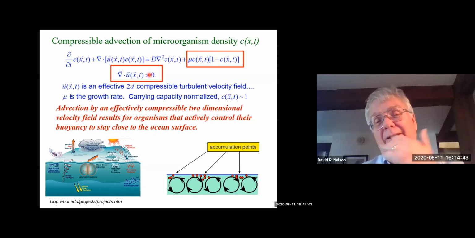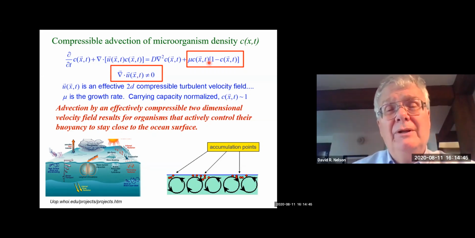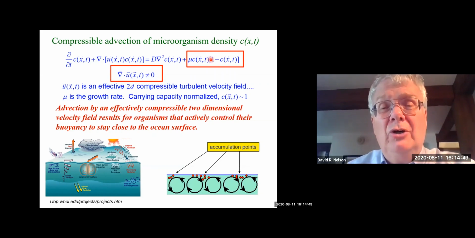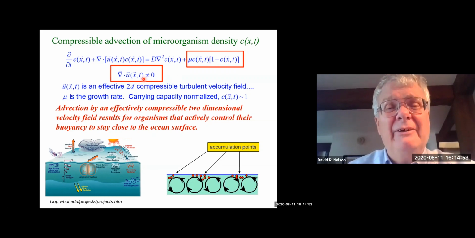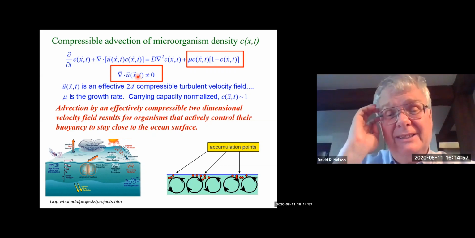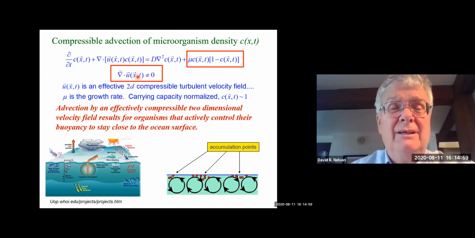So we have an interesting problem where we have organisms that are not pollutants, they're dividing, they're growing in various ways, and an effectively compressible velocity field. And that's somewhat of a new game in high Reynolds number turbulence, for example.